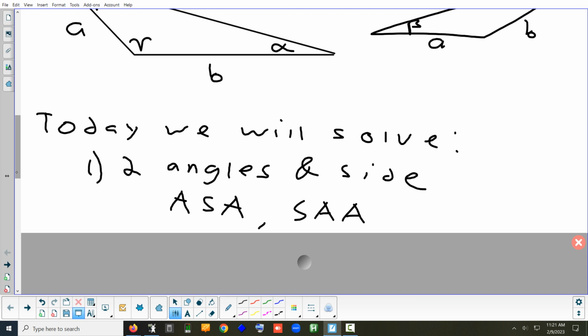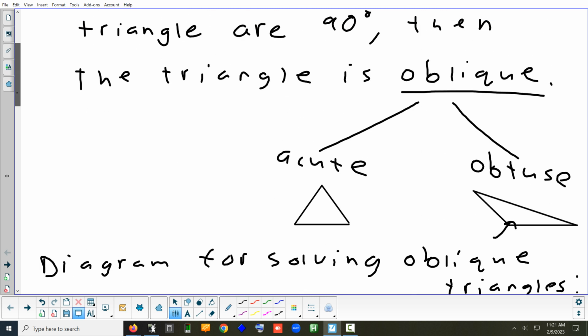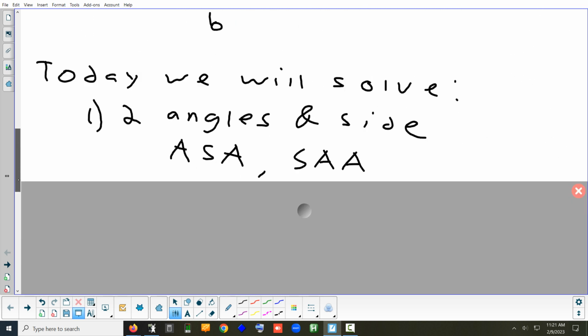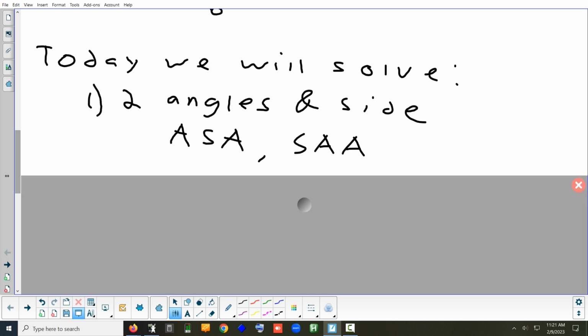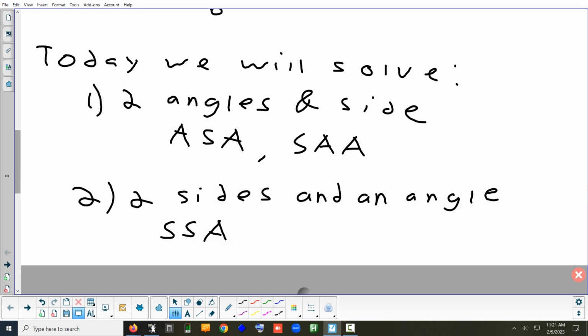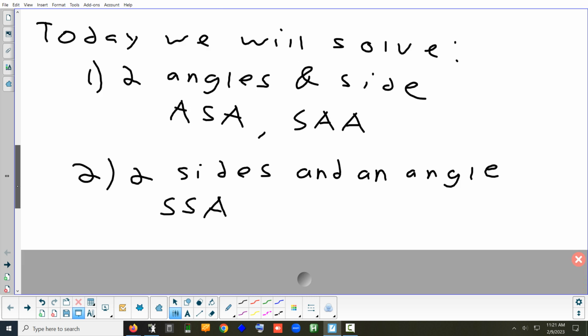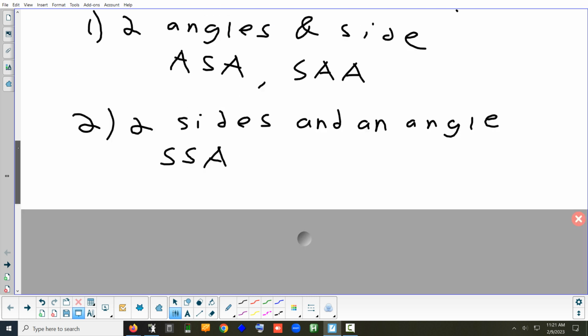So depending on the information that you're given is going to control how we solve it. Okay? There's two laws that we need to learn to solve triangles that don't have a 90-degree angle. One of them is the law of sines. The other one is the law of cosines. Law of sines applies to three different kinds of problems. The first two types of problems it applies to are when you know two angles and a side. I'll draw a diagram.